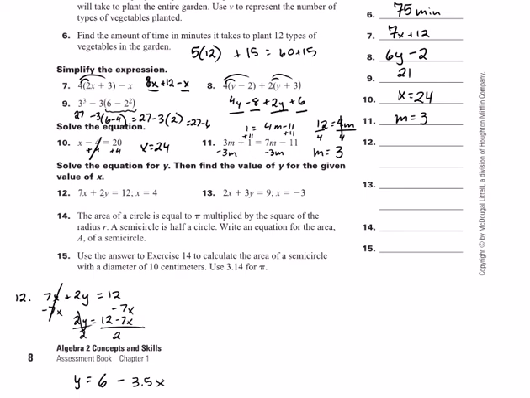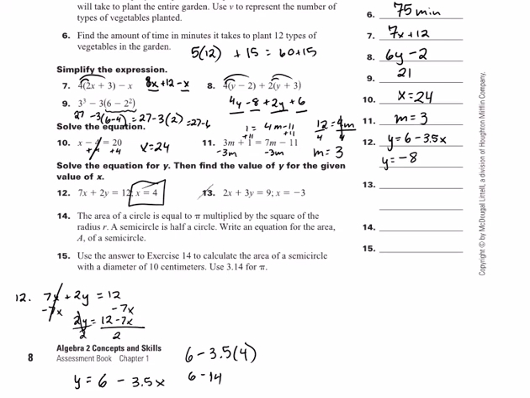Alright, and now they want us to write our equation and then find, well, what is y when x is 4? So I need to substitute 3.5 times 4, and I can convert that back into halves and figure out that that is 14, where I can use my calculator. 6 minus 14 is going to be a negative 8. Y equals negative 8 when x is 4. And it will be a similar process for number 13.